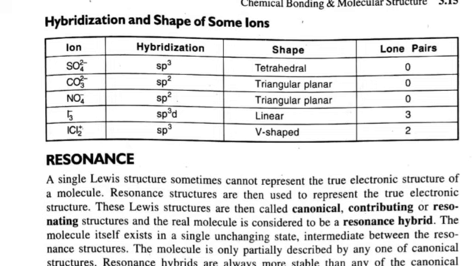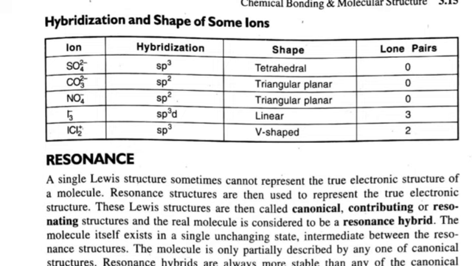If I talk about resonance, a single Lewis structure sometimes cannot represent the true electronic structure of a molecule. Resonating structures are used to represent the true electronic structure. These Lewis structures are then called canonical, contributing or resonating structures, and the real molecule is considered to be a resonance hybrid. The molecule itself exists in a single unchanging state intermediate between the resonance structures. The molecule is only partially described by one of the canonical structures.